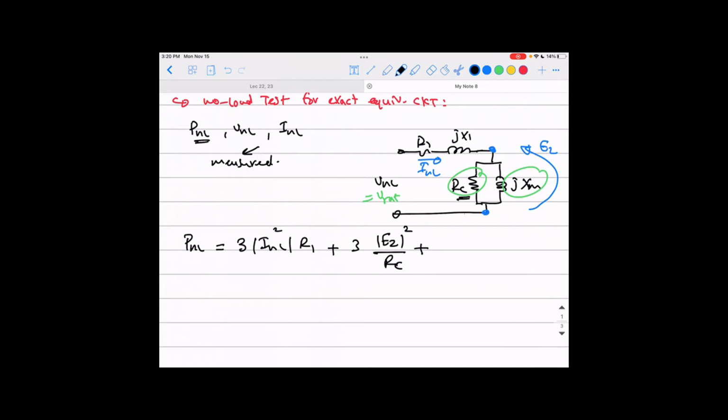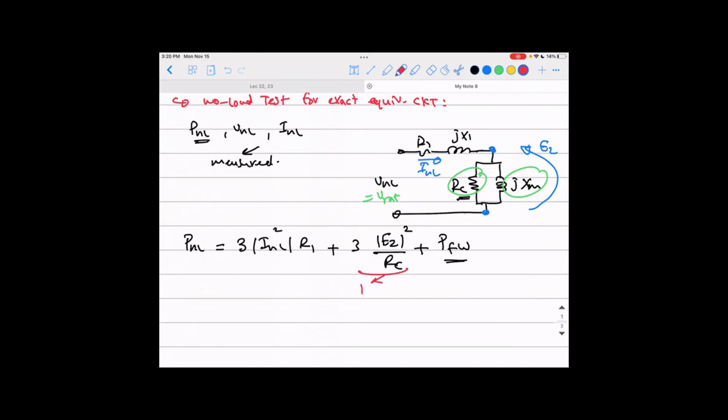And don't forget, please, that you still have the friction and windage losses, or the rotational losses, or the mechanical losses, because they are not represented in the circuit here by any resistance, but it's a constant loss, you still have it in your hand. So don't forget it, okay?